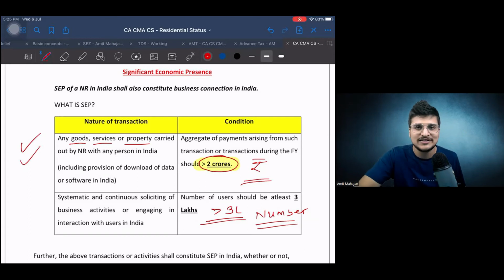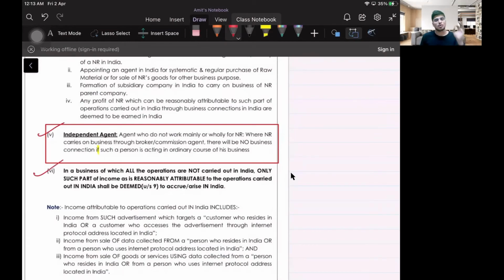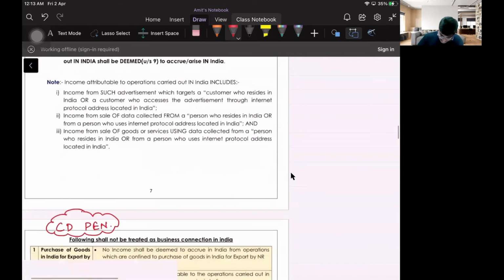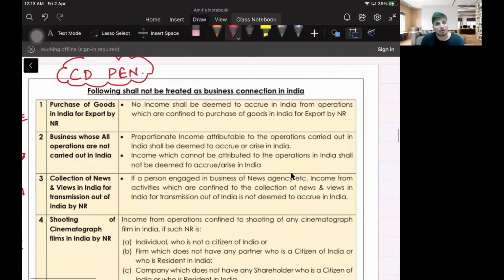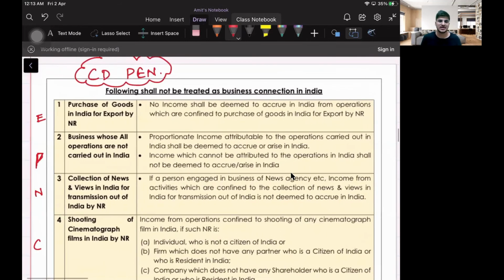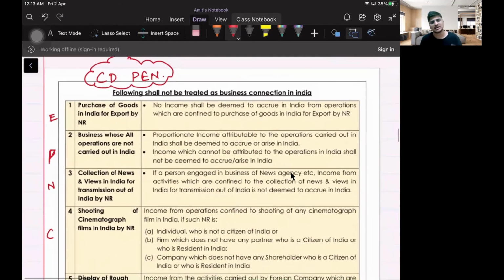Let's move ahead with the rest of the topic. Point number 6 is that only the income which is attributable to that business connection, only that much income will be taxed in India for Google Inc. Perfect. But उन्होंने बोला है that following shall not be treated as business connection in India। उसके लिए I have a mnemonic CD pen. CD pen.